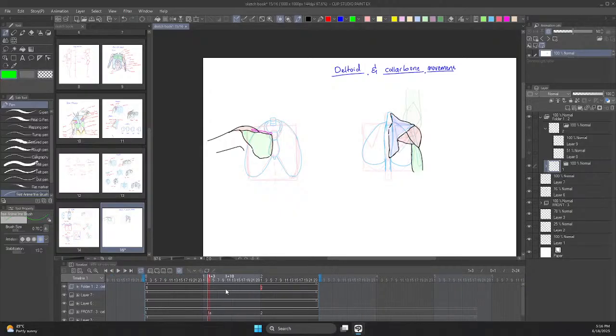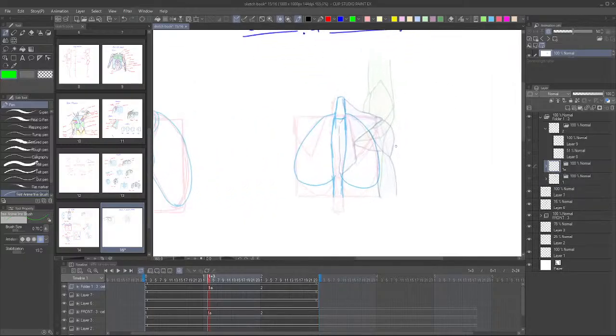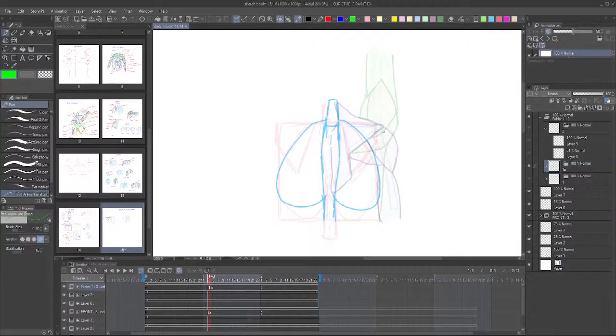So let's see the in between. Pause. What happens at the deltoid? Okay, so we said that the deltoid, usually the whole of it, comes to the back when you're raising your arms. So that's something you should keep in mind when you're animating.